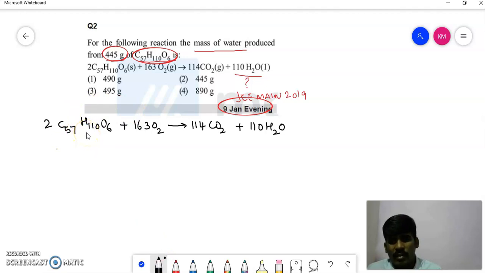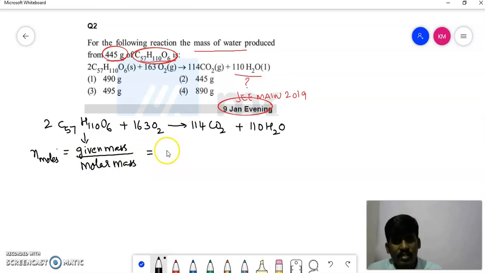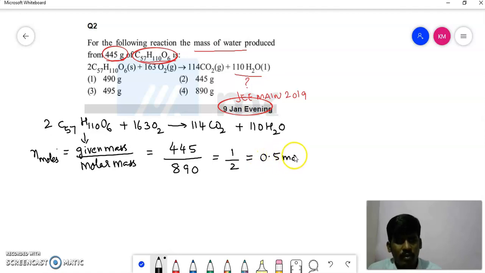Now, as you know, the given mass is 445 grams. For the number of moles of this hydrocarbon, what is the formula we have? Given mass upon molar mass. The given mass is 445. The molar mass, if you calculate it, is 890, which gives you 1 upon 2, that is equal to 0.5 moles. But as per stoichiometry, if you observe, that is 2 moles.